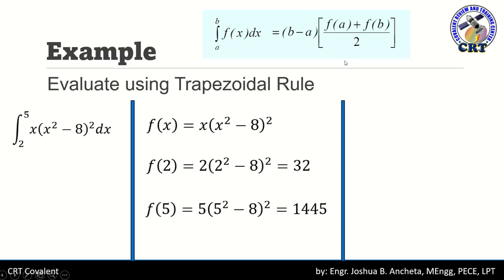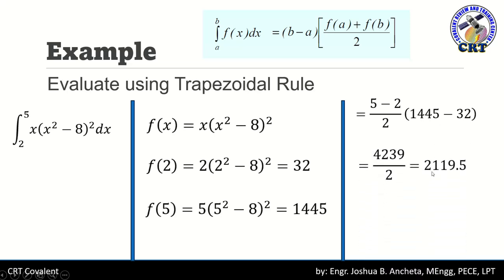And using this trapezoidal rule equation, we have 5 minus 2, that is for b minus a, over 2, so we have (5 minus 2) over 2 times the quantity 1,445 plus 32. And solving for this, we have 2,119.5 as the result of integration. This is using trapezoidal rule.